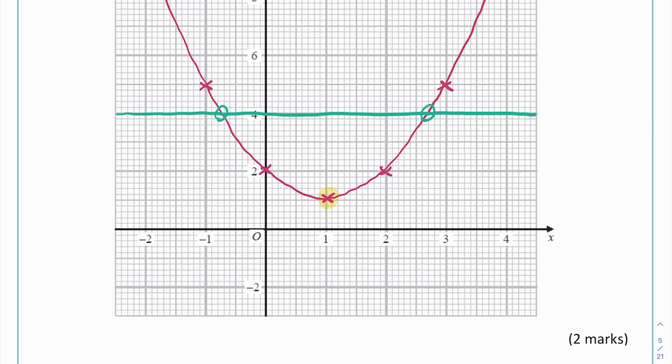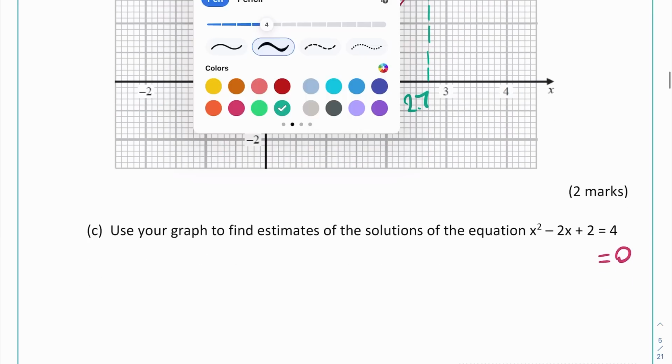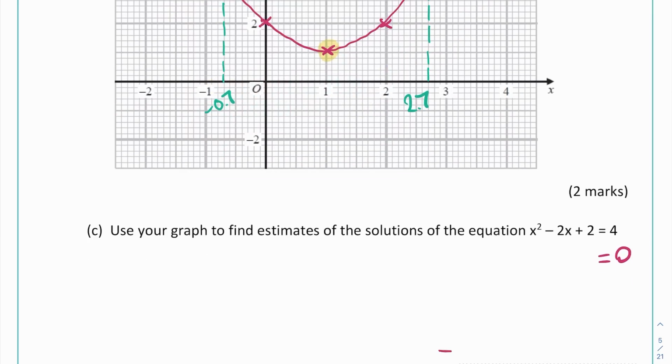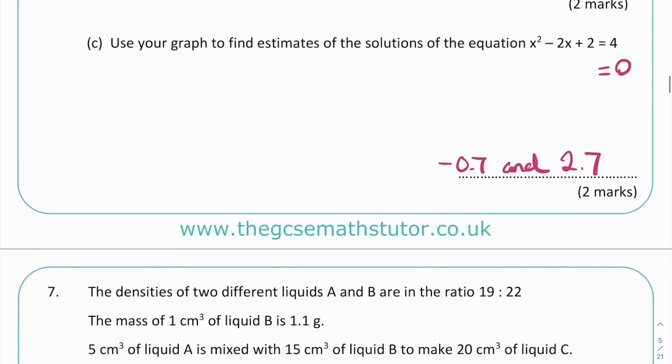We obviously already know that y is equal to 4, so it's asking what the x-coordinates are. So if you trace down from those points, you can see that there's one just here at negative 0.7, and there's one over here at positive 2.7. So our two estimates for the solution for this is negative 0.7 and 2.7. And there we go, there are the estimates to the solutions where that graph is equal to 4. Okay, on to our next question.